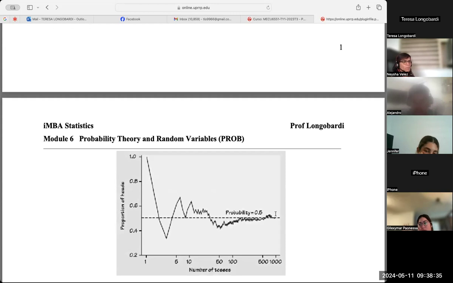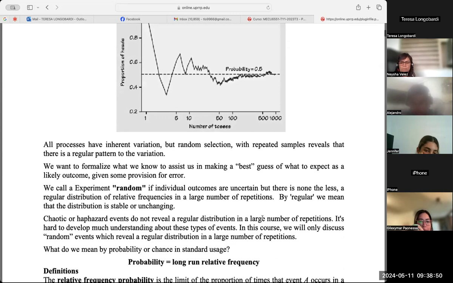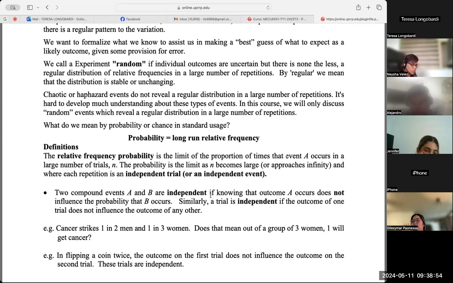And then you're pretty sure if you flip it enough times, you're going to see this 50%. So if they flip 500 times, 250 will be head and 250 will be tail. So that's what probability is. It's a long run relative frequency. And that's really important, and I use that a lot. And then I've introduced the idea of independence.